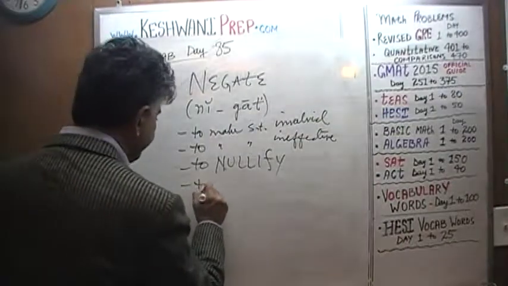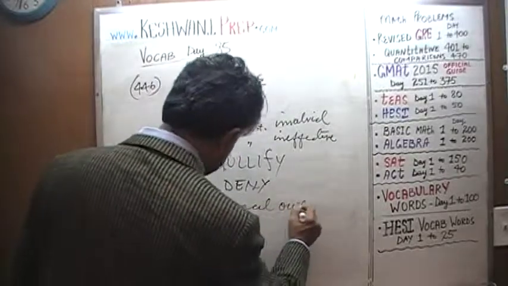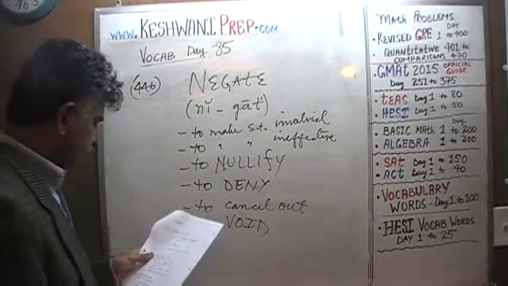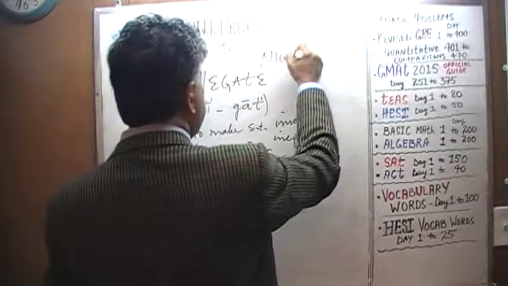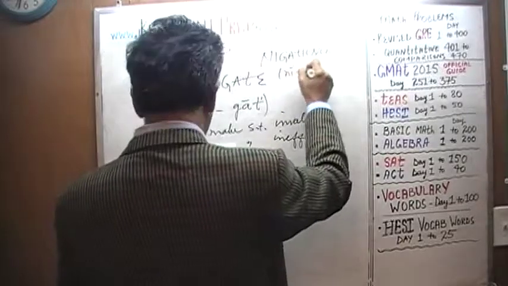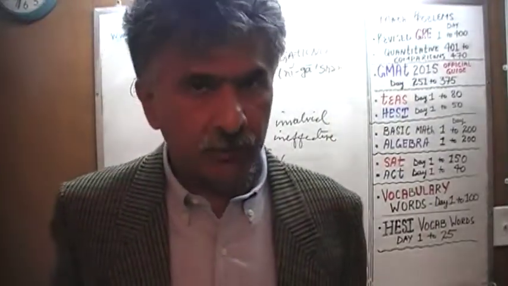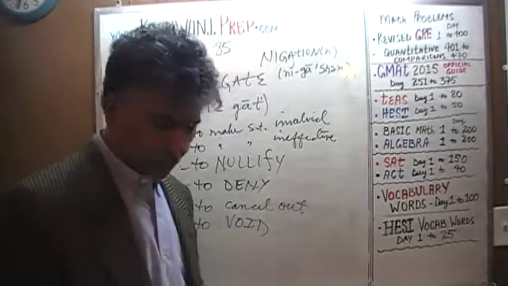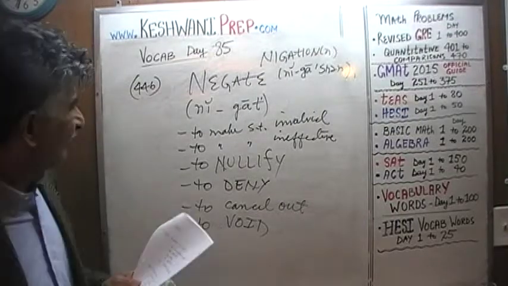It also means to deny, to cancel out, to void. Negate. And the noun would be negation. Negation. I know it's a very simple pronunciation, but this is just what we do. We write down the pronunciation for every single word, no matter how simple the pronunciation might be. Negation is the noun. Let's move on to the next word. The word was negate.